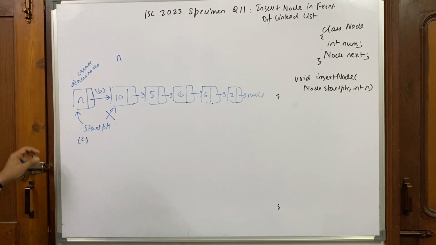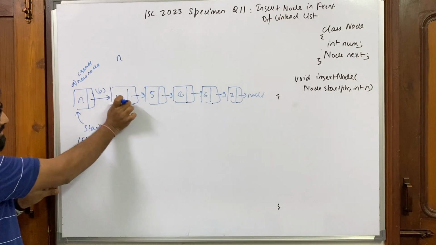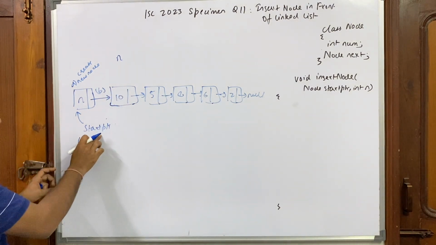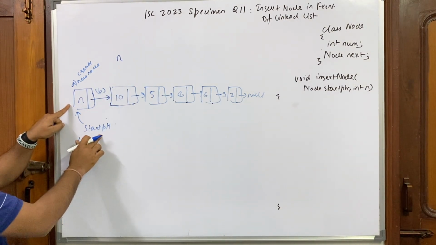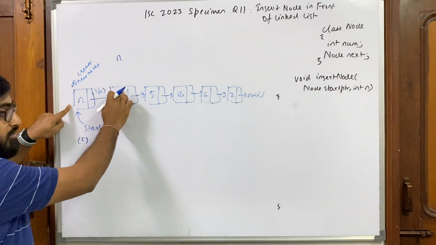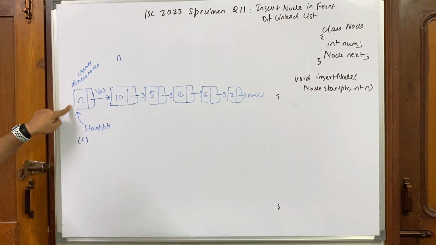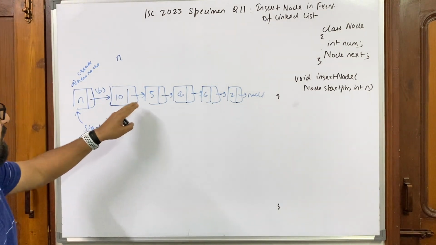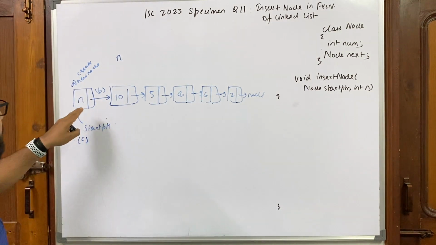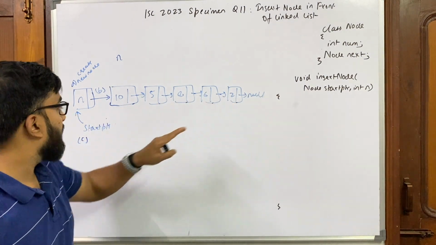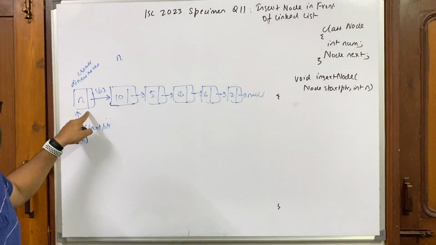So when this happens, this link is lost, okay? This is pointing to this node which is the first in the list. The next of this is now the previous head which was 10 and then the remaining list. So now the list which was 10, 5, 8, 6, 2 and null becomes n, 10, 5, 8, 6, 2, null, and start pointer is pointing to this new node.